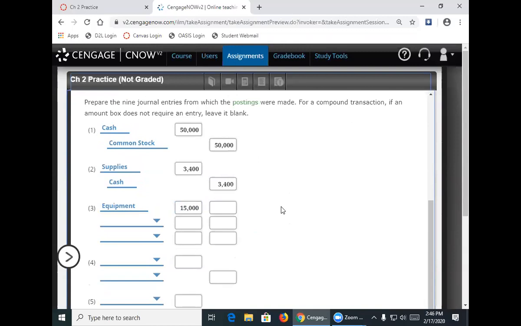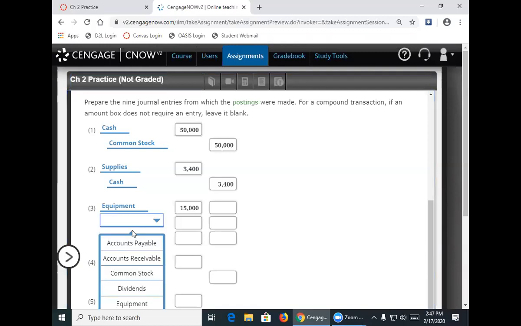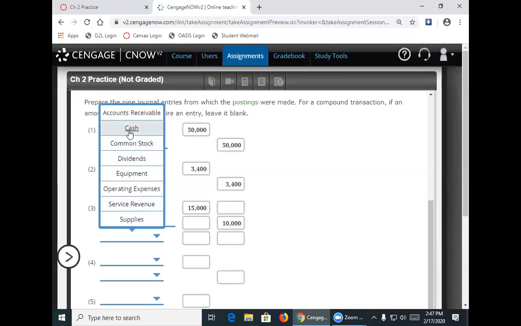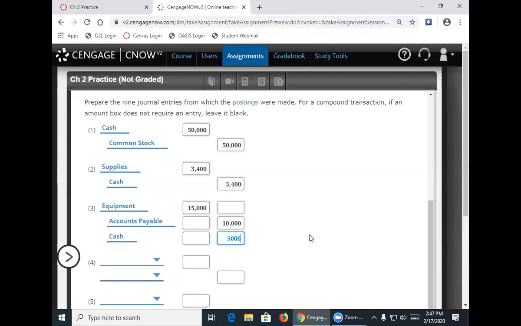But you only spent 5,000 for it. Or did you pay the 5,000 and still owe 10,000? Yes, you put 5,000 down, you still owe the 10,000. So I bought equipment that was worth $15,000. I put $5,000 cash down and I put the rest on a note, or accounts payable. So accounts payable, I owe 10,000 and cash credited 5,000. I paid 5,000 towards this equipment and then I financed the rest. I owe it later. So that's a pretty common compound entry.